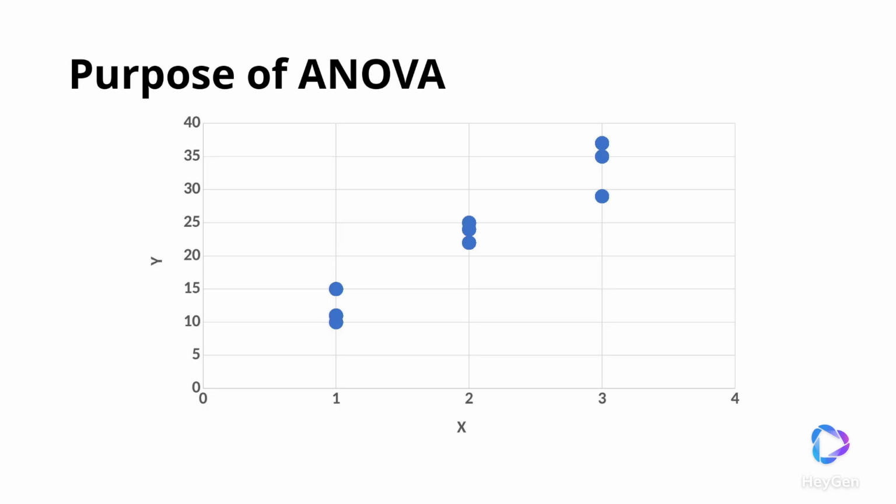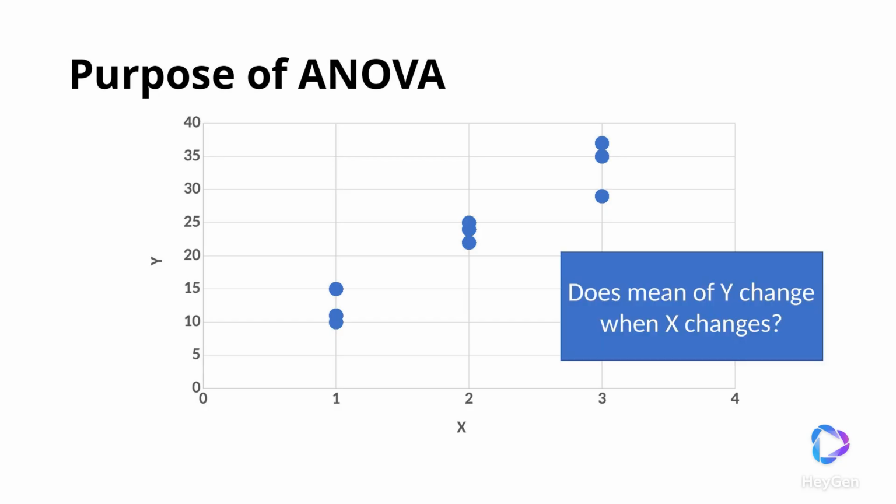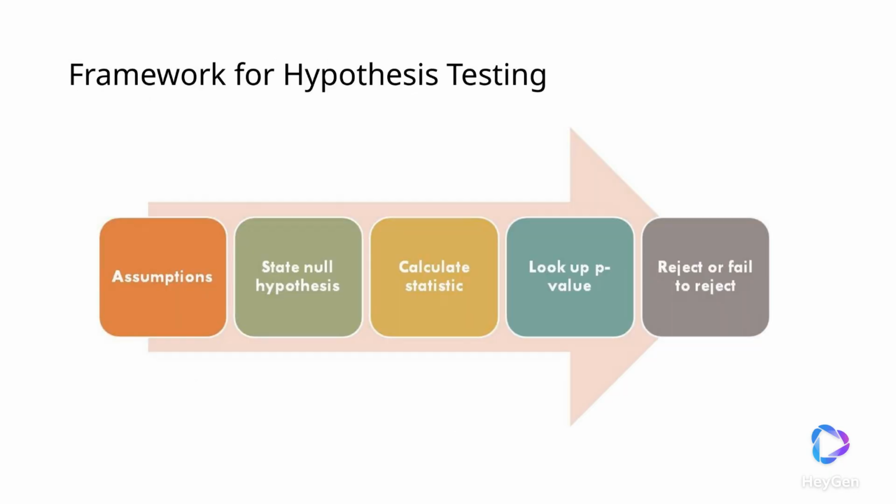Assume that you have observed different values of y for the same value of x, a common situation. The purpose of one-way analysis of variance is to determine whether the means of y values differ significantly across different levels of x values. To do a one-way analysis of variance, first we examine the assumptions, then state the hypothesis, calculate the f-statistic, look up the p-value, and then decide to reject, or fail to reject, the null hypothesis.